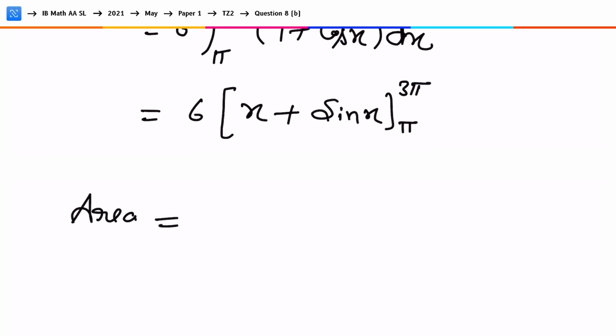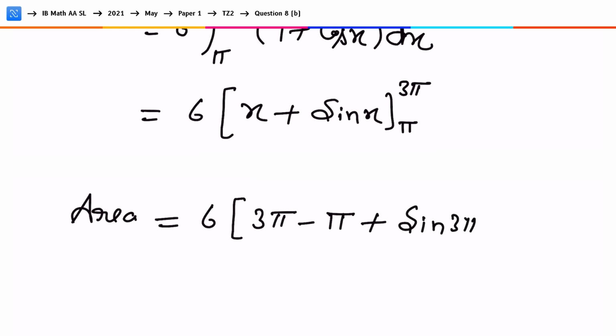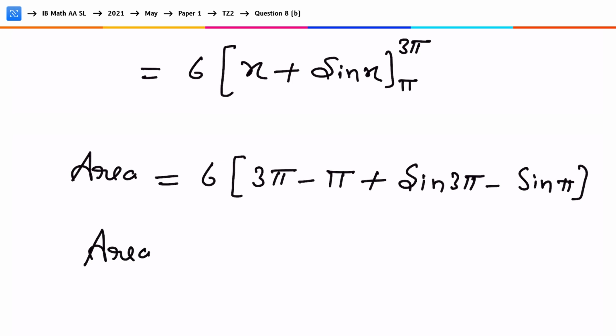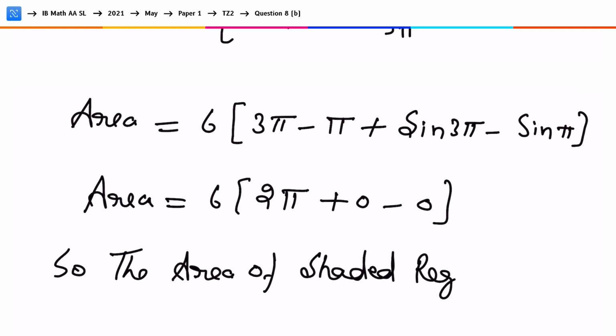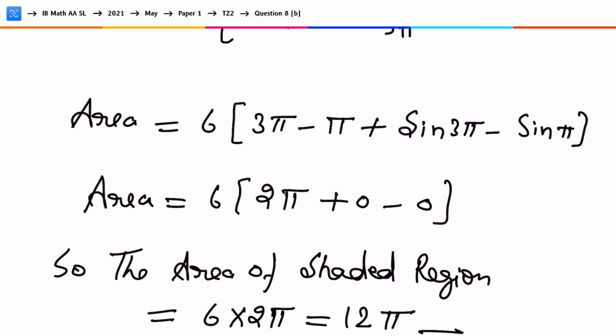The area is equal to 6 times 3 pi minus pi plus sin 3 pi minus sin pi. So the area simplifies to 6 times 2 pi plus 0 minus 0. The area of the shaded region is equal to 6 multiplied by 2 pi, which equals 12 pi. This is our final answer.